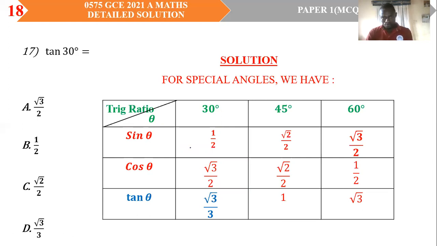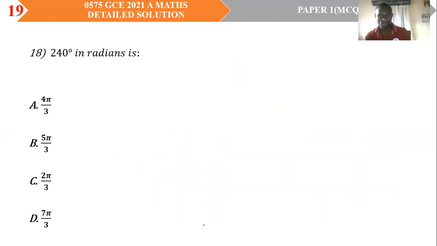Now, we're interested in tan theta being 30. So we're interested in having tan 30 degrees. And looking down, you see that tan 30 degrees is root 3 over 3. So the answer is D. We move on to question 18.